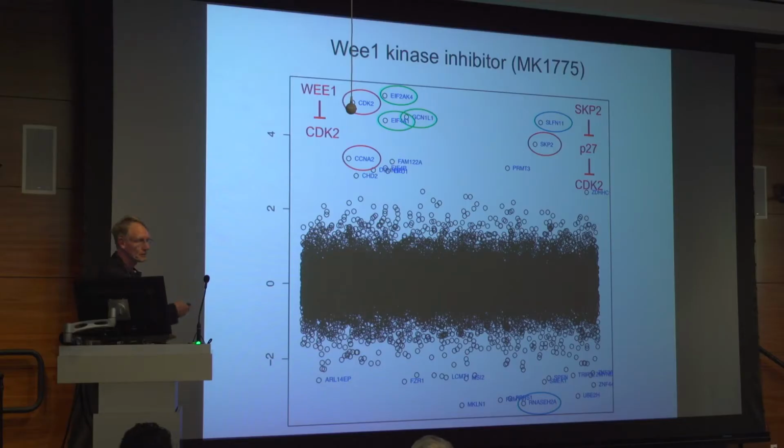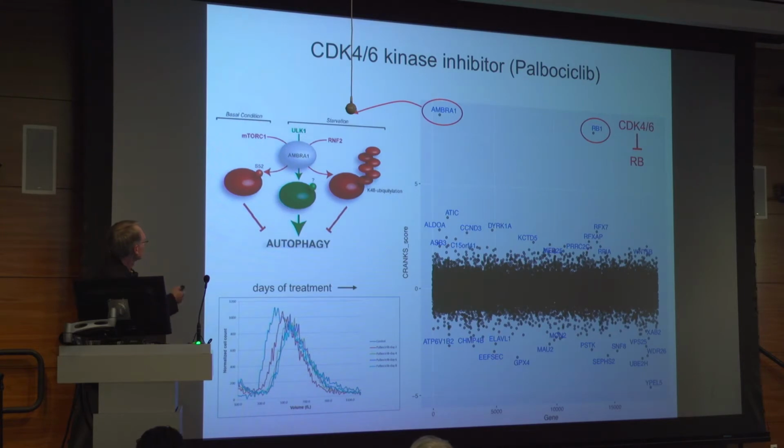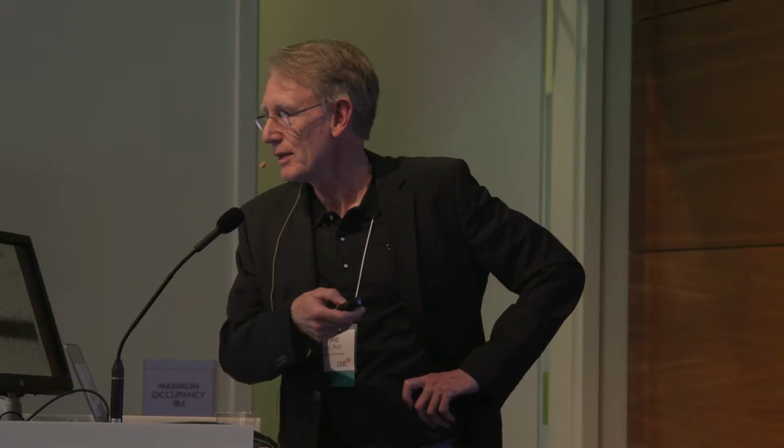But then there are all these other interesting things that come out that are equally strong hits. These are EIF2 alpha kinases, so GCN2 and its activator GCN1. So lots and lots of new biology to figure out. This is another inhibitor that's just been recently approved by the FDA. It's a CDK4/6 kinase inhibitor. CDK4/6 are the kinases that phosphorylate RB. So you take out RB, now the cells can grow in the presence of the inhibitor quite happily.